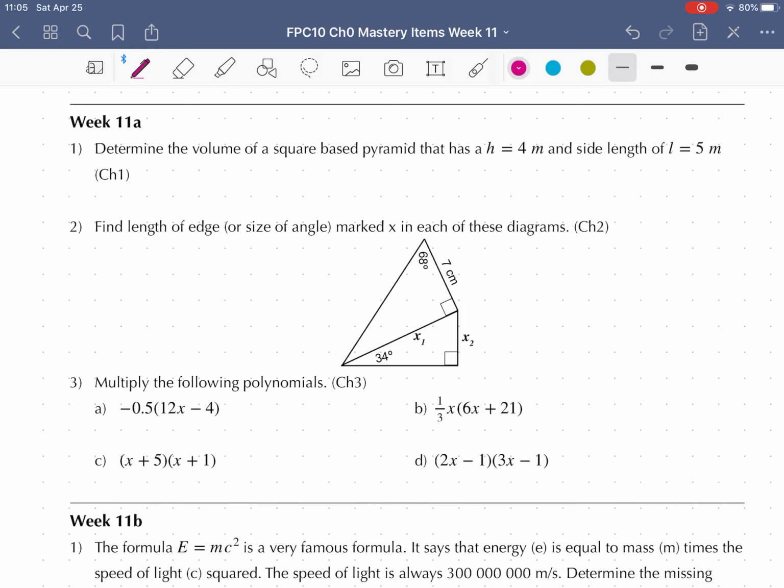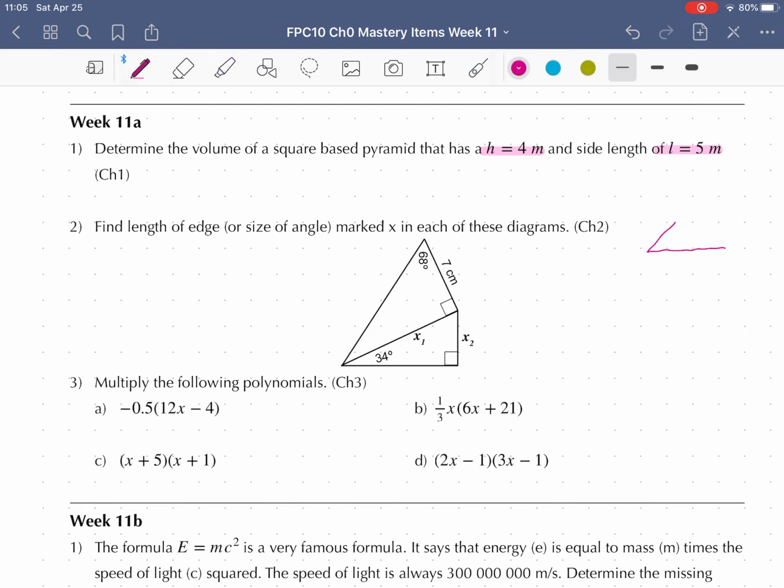Hello, this is Mr. Stein, and in this video we are going to go over the questions from the Mastery Items Week 11A. Question number 1. Determine the volume of a square-based pyramid that has a height of 4 meters and a side length of 5 meters. Now this height, because it's just h, refers to the perpendicular height.